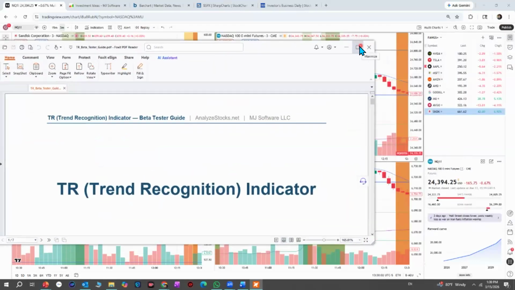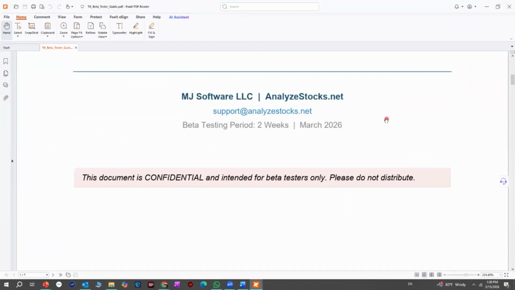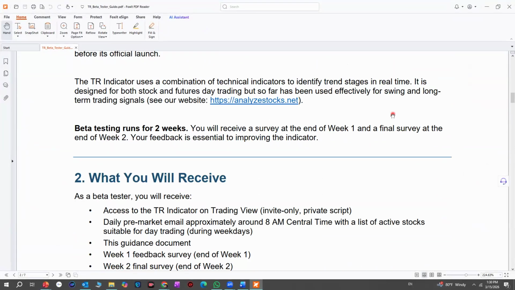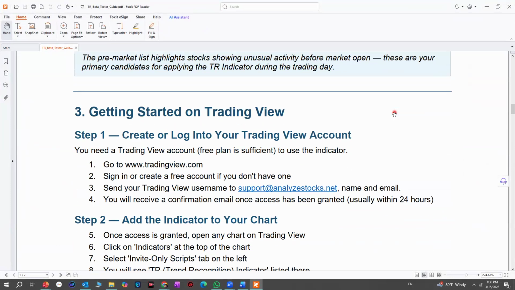Okay, this is the guide. Hopefully you can see it. I send it to every beta tester for just 2 weeks, and this explains in different steps what you need to do.